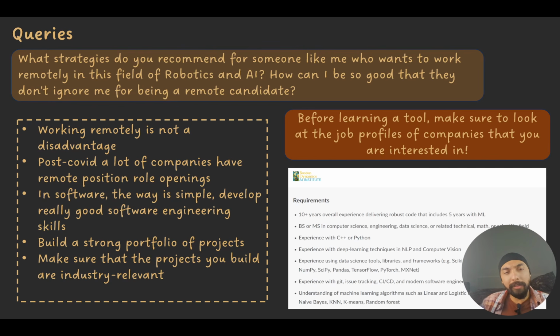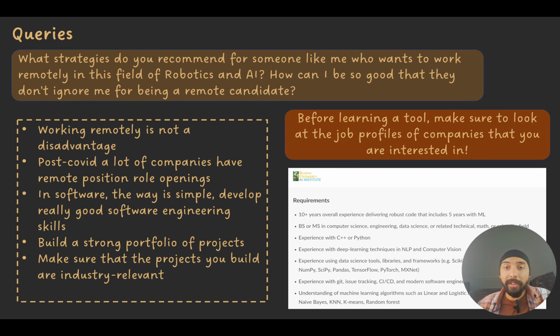In software, the way is simple. If you have good skills, if you spend a lot of time building programming projects and learning the fundamentals of programming, then essentially you would never run out of opportunities. You would have a lot of opportunities. You can build a strong portfolio of projects and make sure that the projects that you build are industry specific.